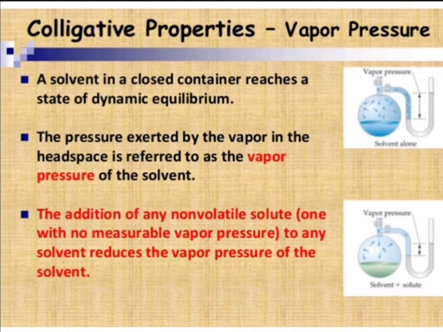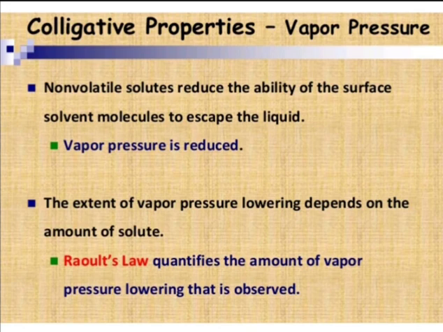And the addition of any non-volatile solute to any solvent reduces the vapor pressure of the liquid. So when we add the solute to the solvent, the vapor pressure will be decreased or lowered. And non-volatile solute reduces the ability of the surface solvent molecules to escape the liquid. The vapor pressure is reduced, and Raoult's law is very useful here, and Raoult's law quantifies the amount of vapor pressure lowering that is observed.